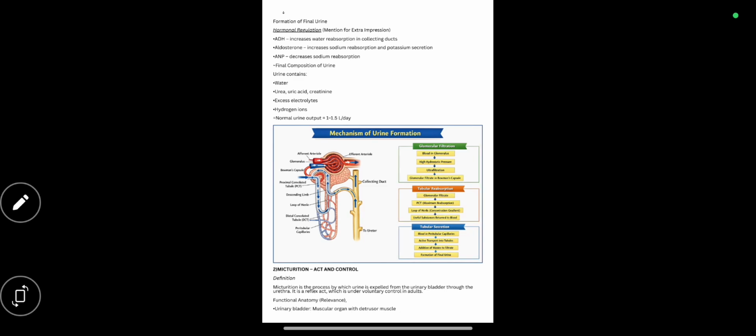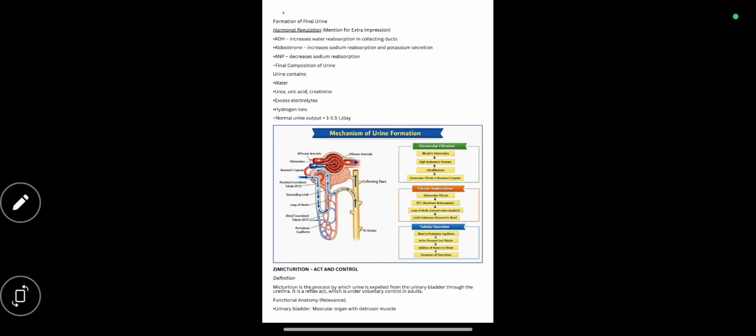Coming to micturition, act and control, this is a very important topic in this chapter, which was asked for 10 marks and 5 marks in previous years. Micturition is the process by which urine is expelled from the urinary bladder through the urethra. It is a reflex act. It is under voluntary control in adults, whereas in fetuses or children it is not under voluntary control as their brain is not yet completely developed.